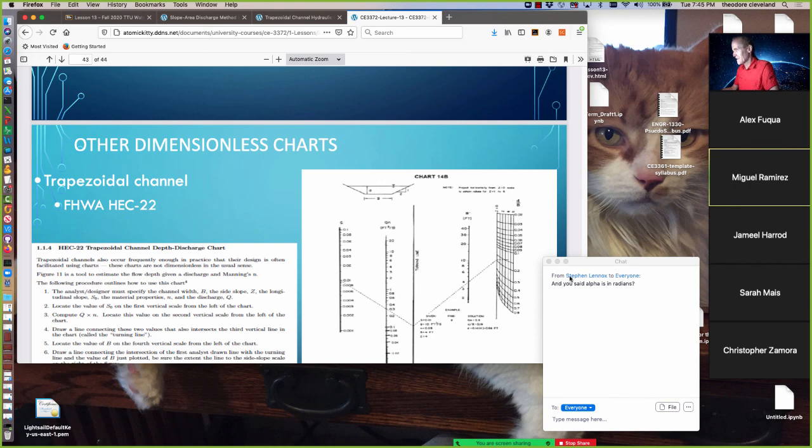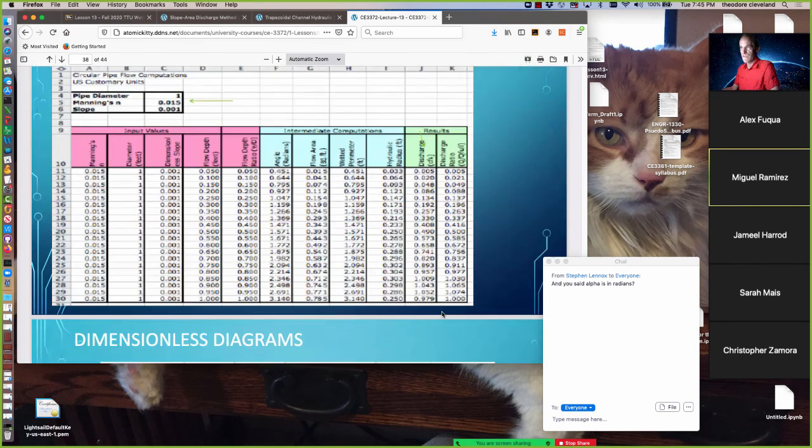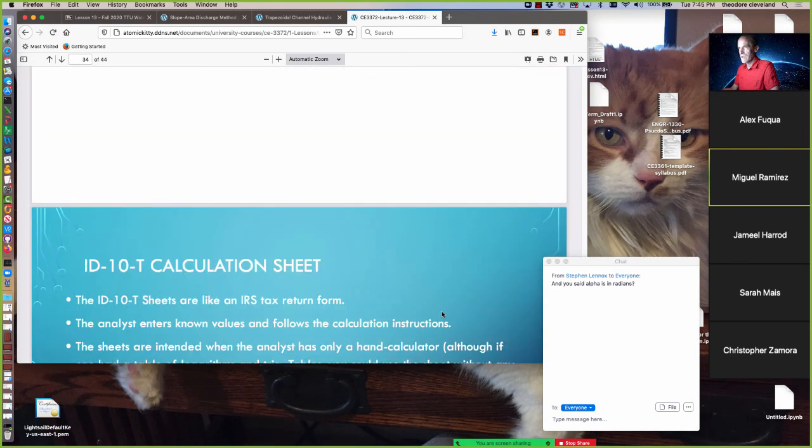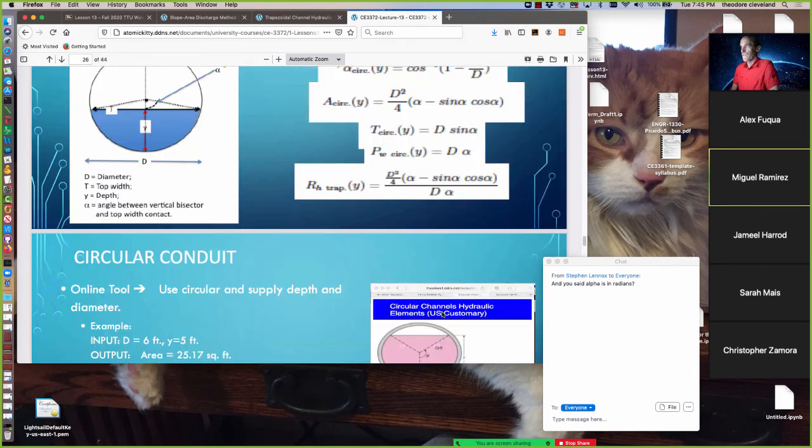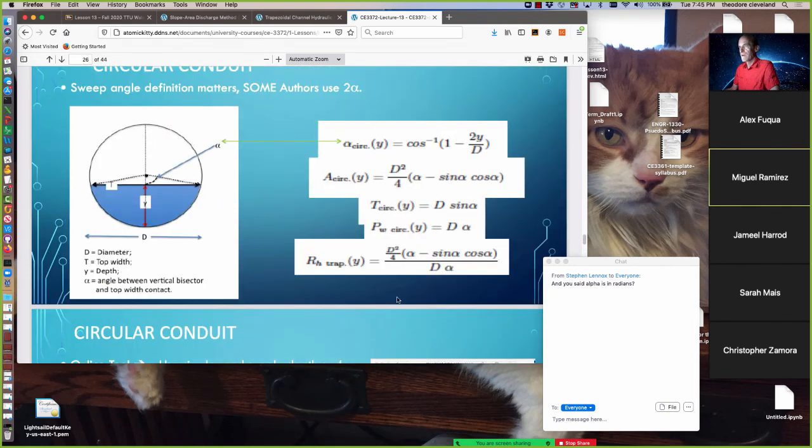And let's see, in the chat box, there was a comment from Stephen, who said, and you said alpha is in radians, and I said, yes, it is. Let's go back to the section that it's relevant. I'm not going to prove it to you, but I'm going to just state that. So in this analysis, in these particular trigonometric functions, alpha is supplied in radians.